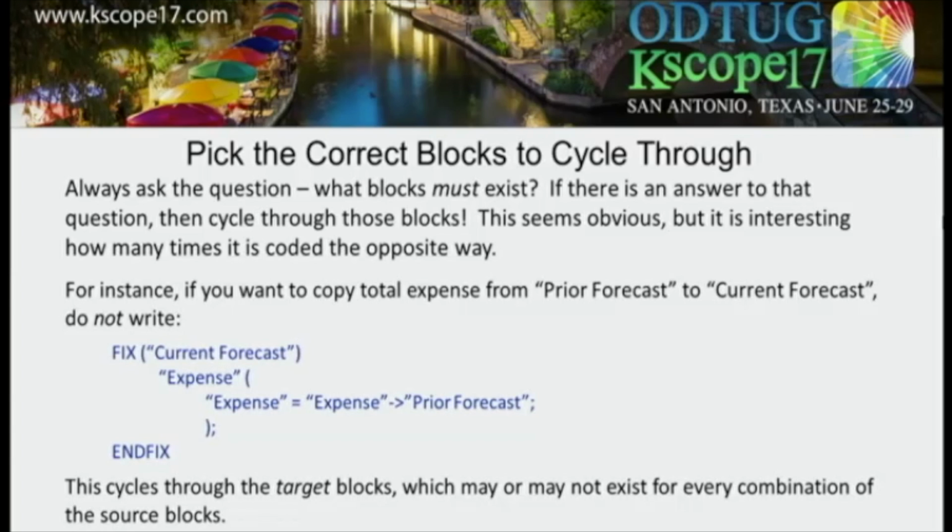For instance, and this is my example here, if you want to copy total expense from prior forecast to current forecast, do not write this because the block may not exist in prior forecast. So that is a bad one. Don't do that because you'll have block creation issues all over the place. Now you could say create on equation, but these all evaluate top down and you can really do bad things to your performance. So don't do that.